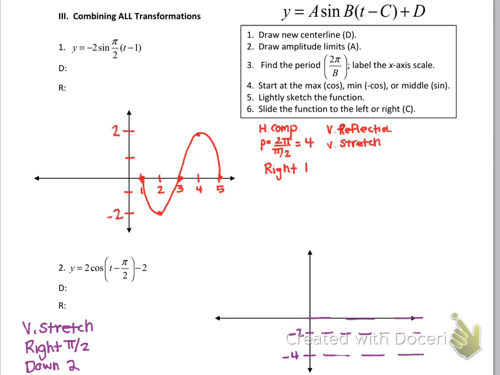So my intervals are going to be pi over 2, pi, 3 pi over 2, 2 pi, and then we're going to add one more, 5 pi over 2, because we're shifting to the right. Since it's cosine, we start up. So we go top, middle, bottom, middle, top. So this is what my translated cosine function looks like.